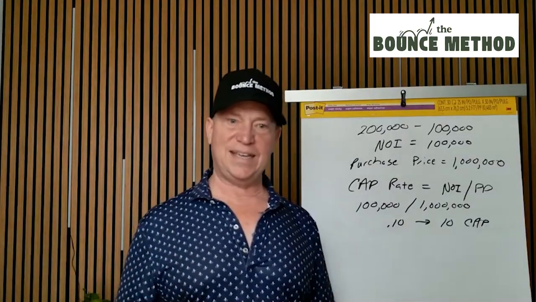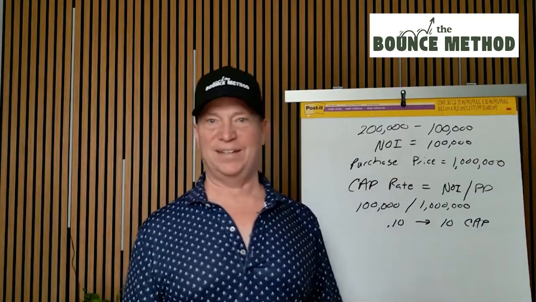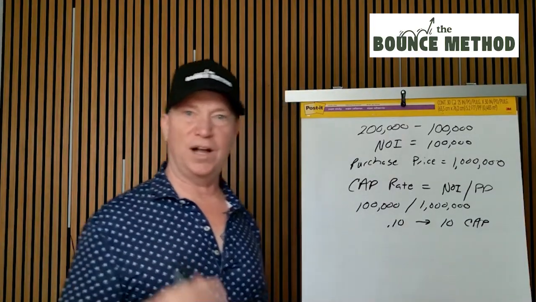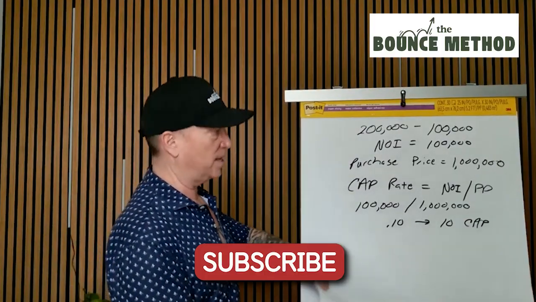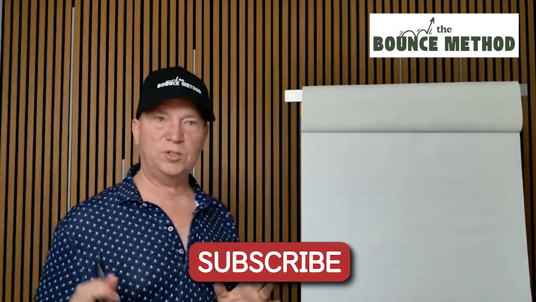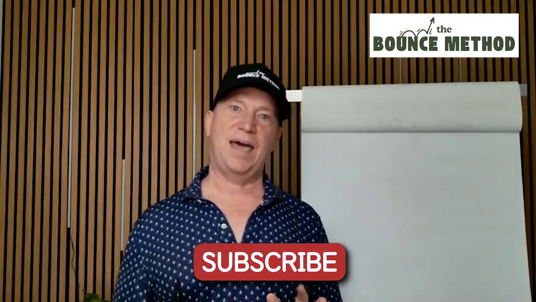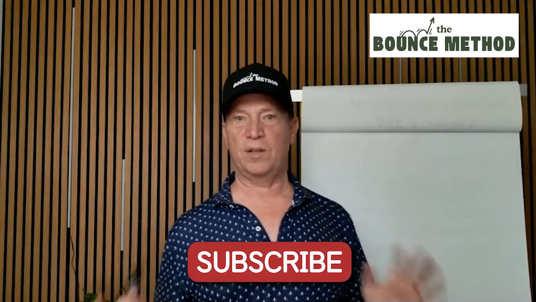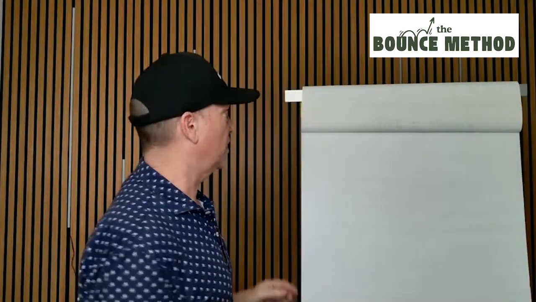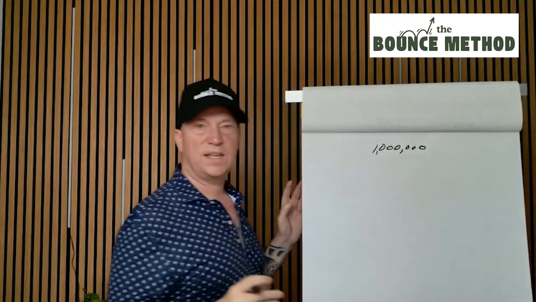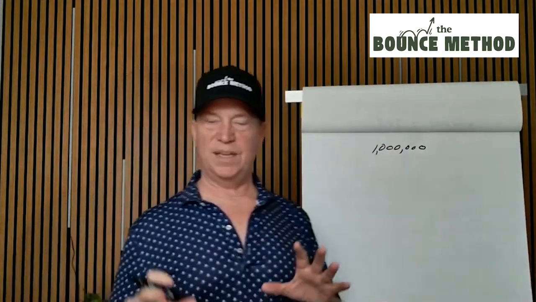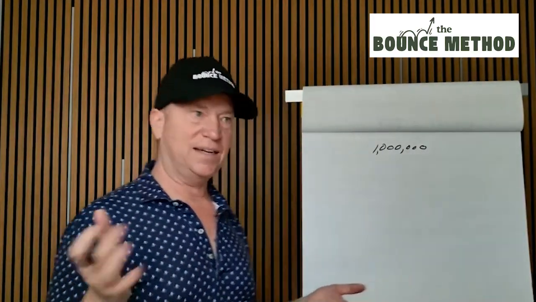So let's see how cap rate can be used inside of a world of apartment investing. So let's kind of stick with the same thing here. Now, what I want you to imagine is that we have purchased the property for $1 million. All right. So we have a $1 million purchase price. We already said that our net operating income is $100,000. We purchased it at a 10 cap. Okay.